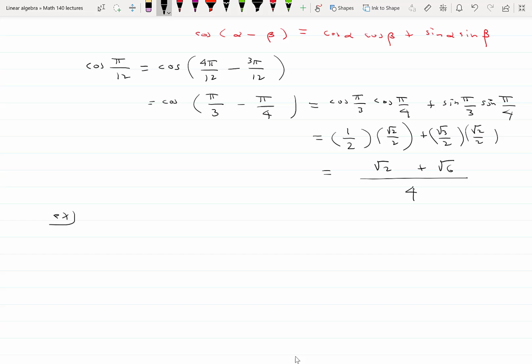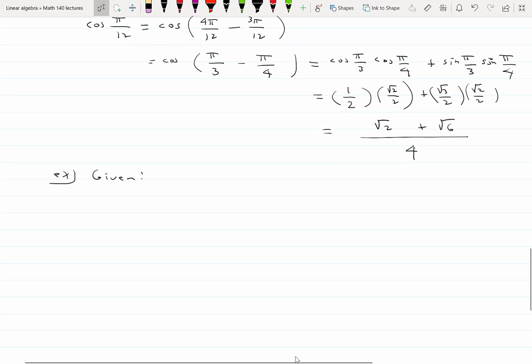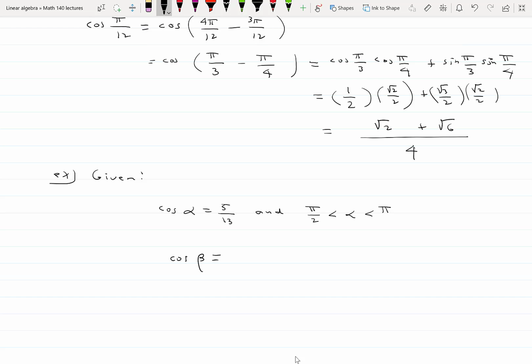So here's the setup for the example. We're given some information about two separate angles. We're given that the cosine of an angle alpha is 5/13. And we're given that alpha is between pi over 2 and pi. And we're also given some information about another angle, beta. We're not given the angles alpha and beta, but we're given the cosines of each. Cosine of beta is -3/5. And it doesn't automatically have to be, but in this case it also turns out that beta is between pi over 2 and pi. Alpha and beta don't have to be in the same quadrant for this.